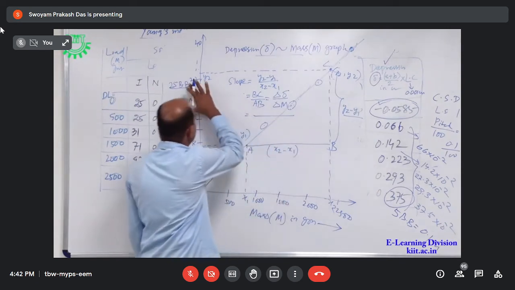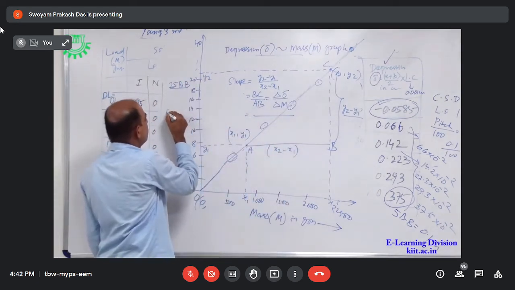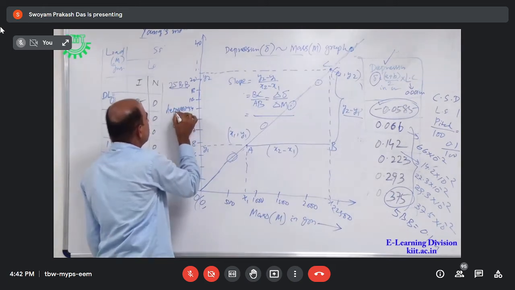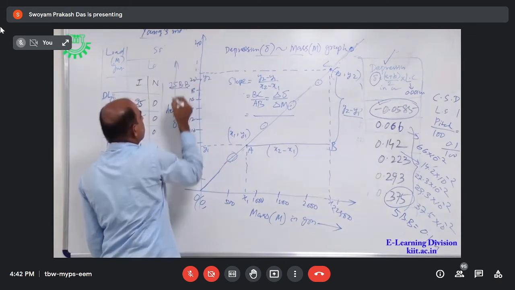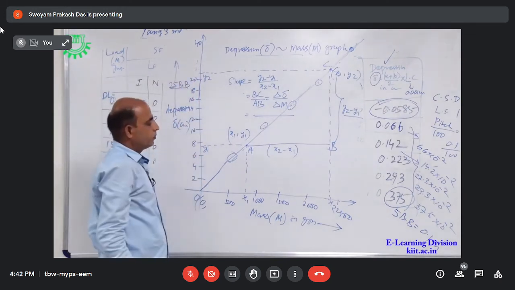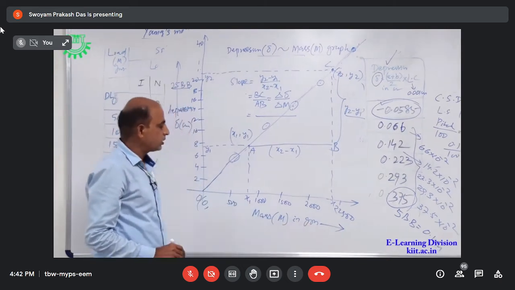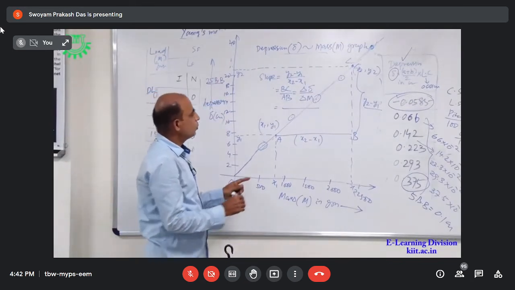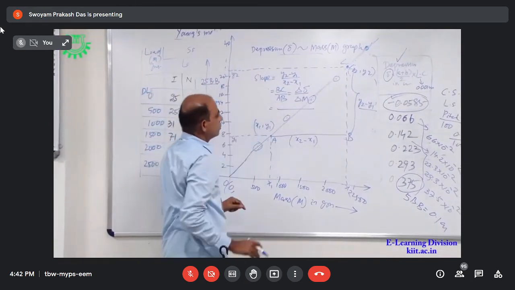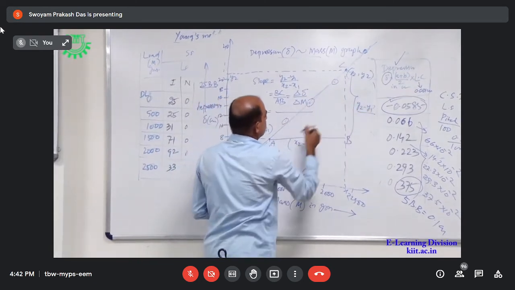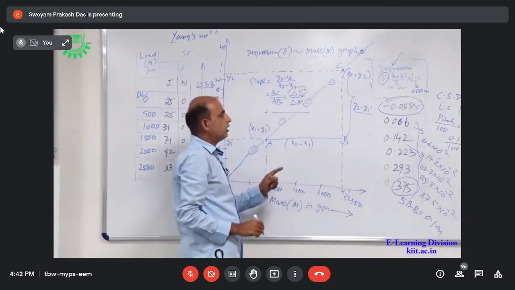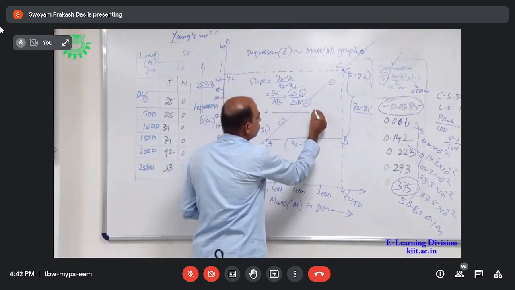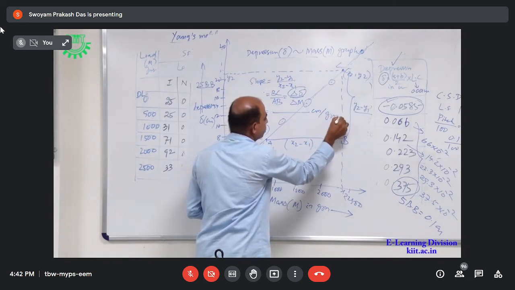mentioned, because this is depression, delta along the y-axis in cm, mass m in gram along the x-axis, delta, that is the depression in cm along the y-axis. So this value is y2 minus y1, that is del delta divided by del m, and after you get it, its unit will be mentioned, that is cm per gram.